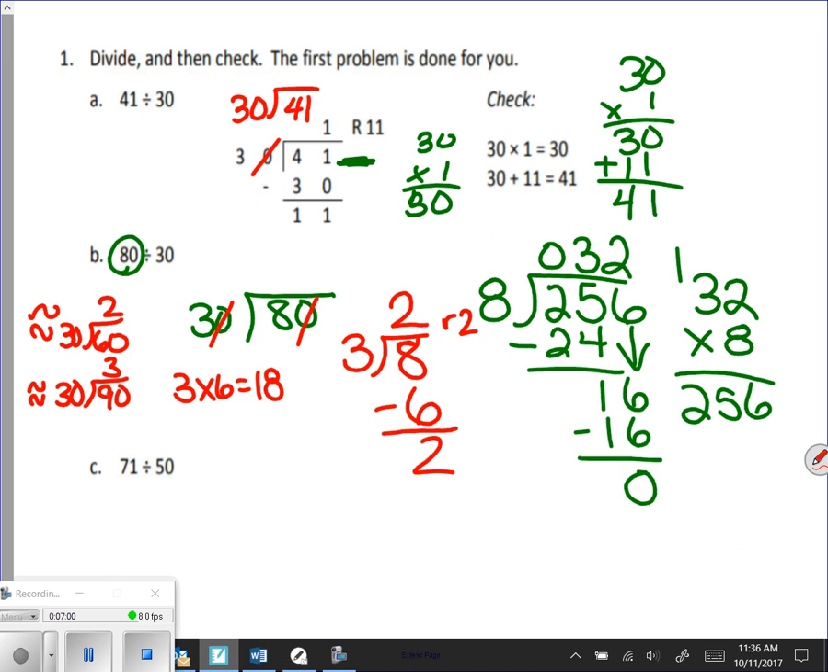So is this making sense? Yes, no, maybe? So to check it, you take 3, multiply it by 2, you get 6, then you add your remainder. You get 8. So when you do this, you should get your number in the house. If you don't get it, you messed up somewhere.